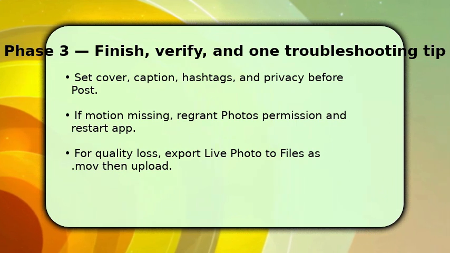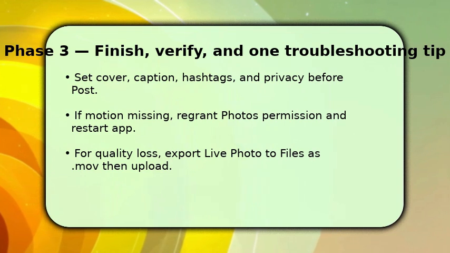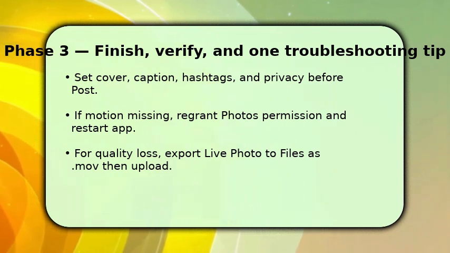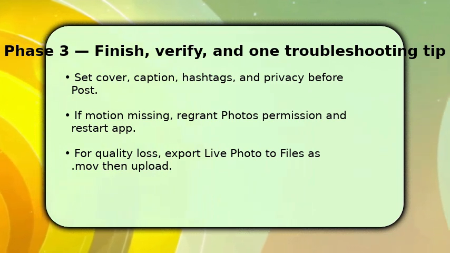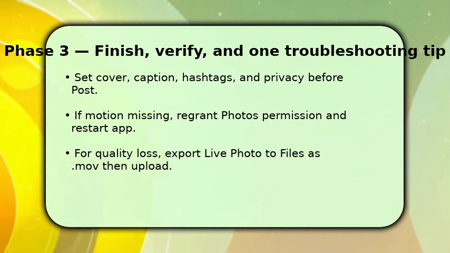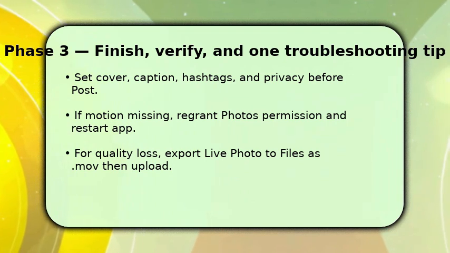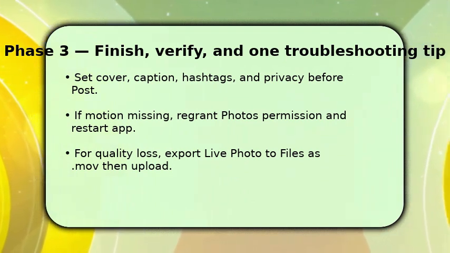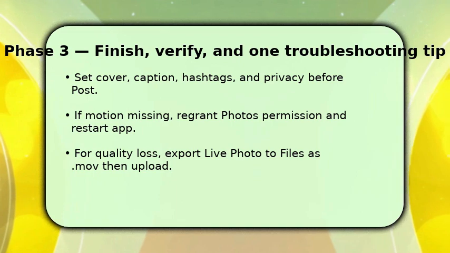If the live photo lost motion, first check photos permission and toggle read/write off and on, then restart TikTok and repeat the upload conversion. If quality or compatibility issues persist, export the live photo from Photos as a MOV via Share, right arrow, save to Files, then upload that MOV in TikTok's upload screen. That one troubleshooting tip usually resolves stubborn motion or quality problems.